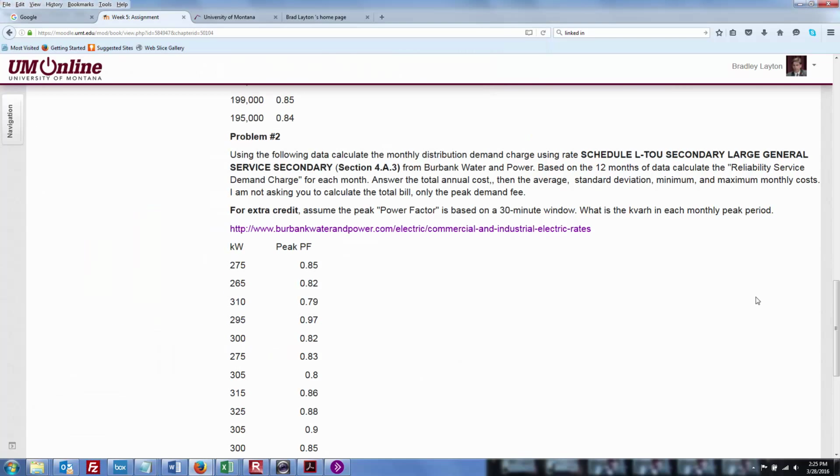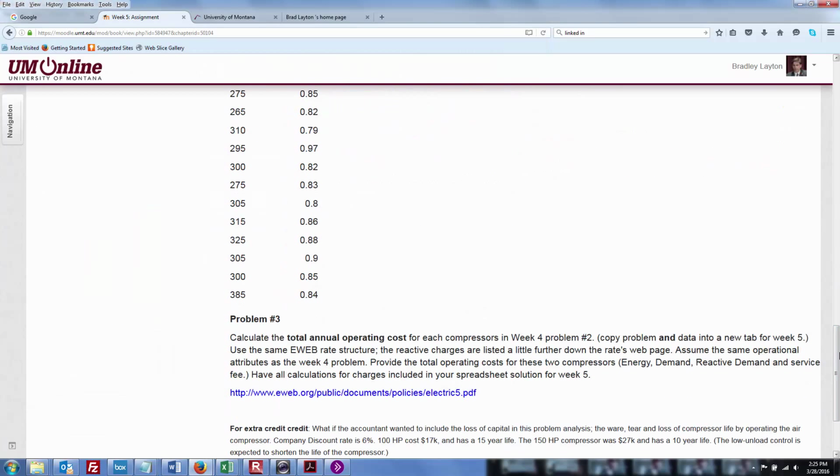Okay. Problem 3. Calculate the total annual operating cost for compressors in week 4. So just put them in a new tab, use the Burbank Energy and Water, the reactive charges, same. So now we're looking at the reactive rather than the apparent. Assume the same operational attributes as the week 4 problem, total operating cost for the 2 compressors. Okay, so let's look at that guy.